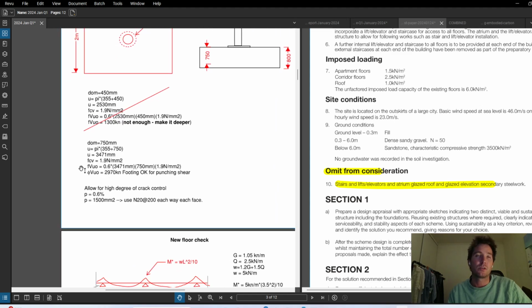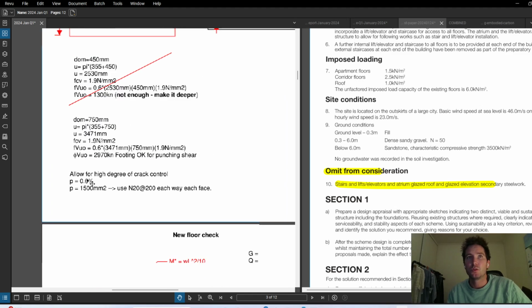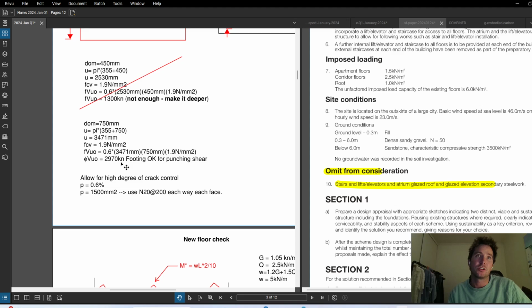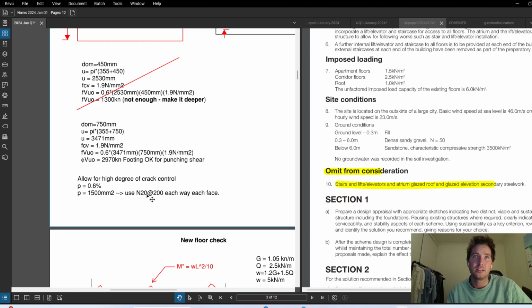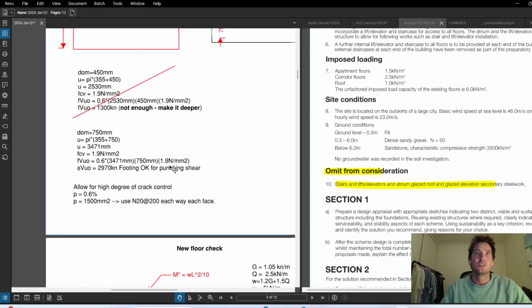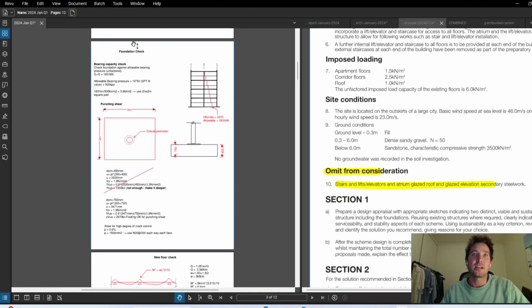And then in terms of reinforcement, I've just allowed for a high degree of crack control because it's embedded in the ground. So that is 0.6% reinforcement, which ends up being 1500 millimeters squared. And then we know an N20 is 314, times it by 5 is more than 1500. So N20s at 200. So that's how we've got my foundation.